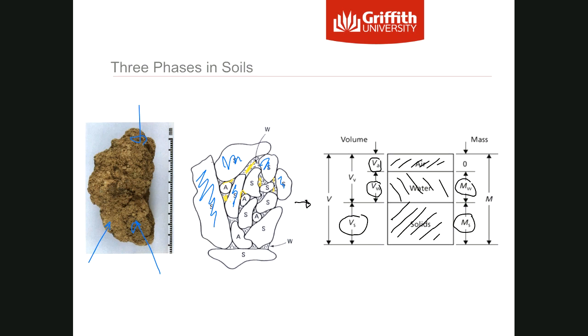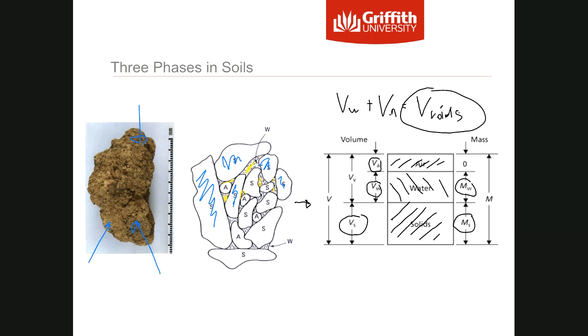When we also look at the void space, we know that solids will create a void space in the soil. Then the volume of water and volume of air will make up the total volume of voids, because voids are filled either with water or air. If we don't have air, only water, then the soil is fully saturated. If we have no water, only air, then the soil is dry.